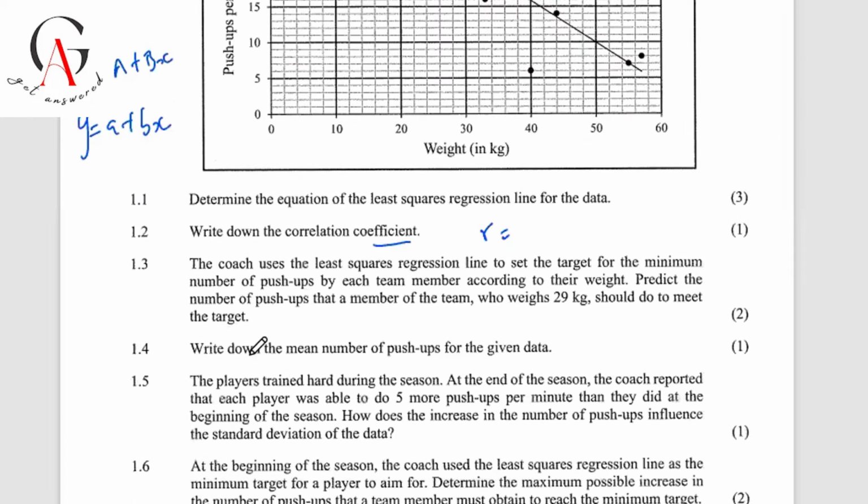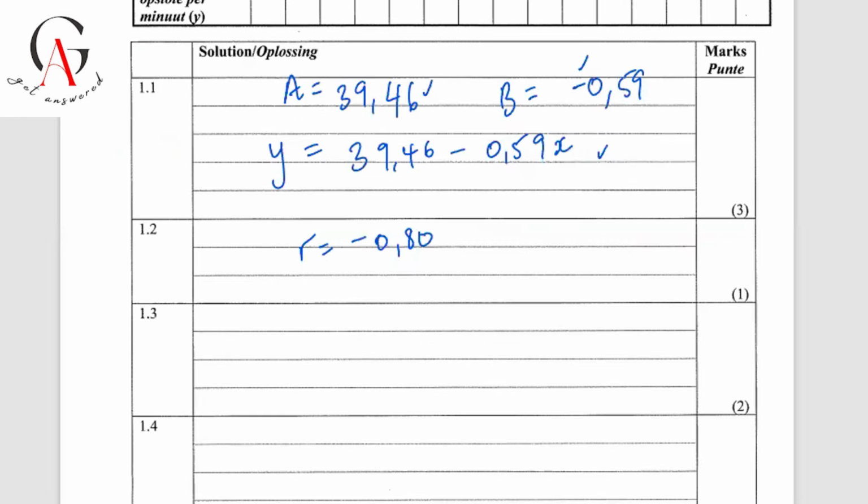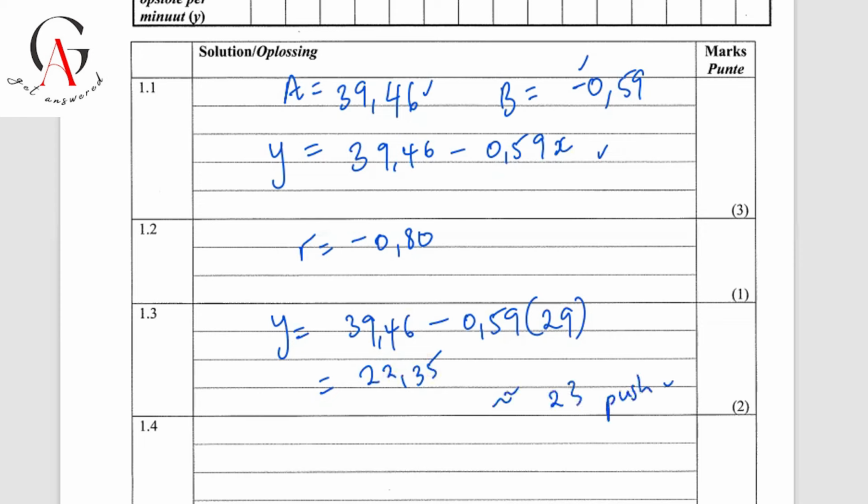Then 1.3, they're telling us that the coach uses the least square regression line to set the target for the minimum number of push-ups by each team member according to their weight. Can we predict the number of push-ups that the member of the team who weighs 29 kilograms should do to meet the target? So we've been given the weight, and the weight is representing the X. So we must look for the Y using the regression equation. So Y is going to be 39,46 minus 0.59 multiplied by 29. Okay. So when I punch that into my calculator, that is giving me 22,35. We can just round off this. Maybe someone must do 23 push-ups, since push-ups are just a countable quantity and not necessarily measurable.